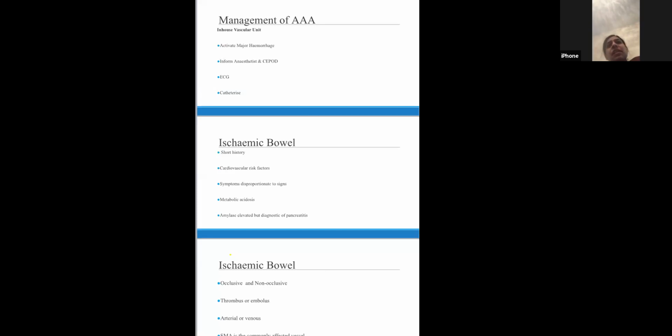And interestingly, in these patients, their symptoms are disproportionate to the signs. So they would complain of a lot of pain, but when you examine them, you can't elicit any focal area of tenderness, and certainly there's no peritonism. And as I mentioned to you right at the start of the talk, do some gases. That will tell you, is the patient acidotic? Has he got high lactate in his blood or not?